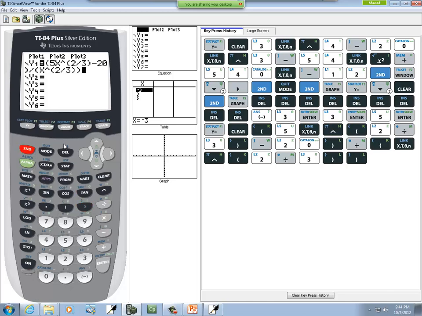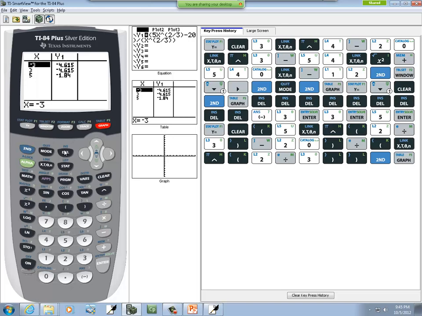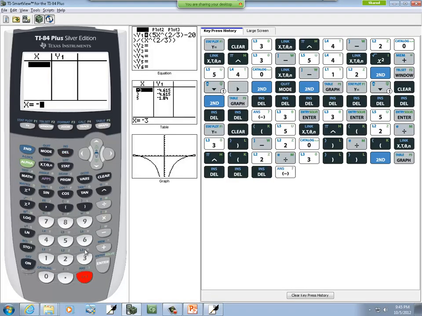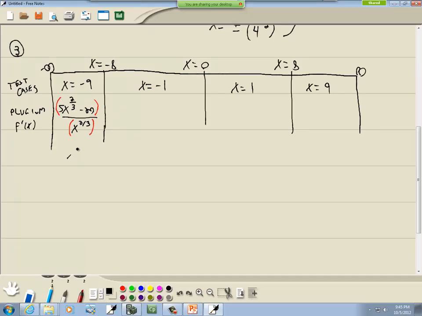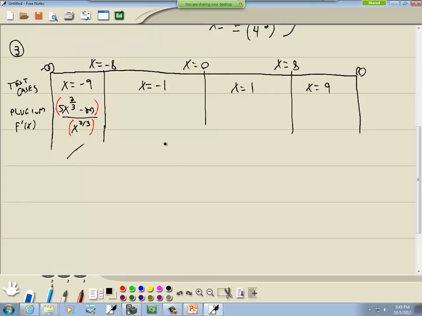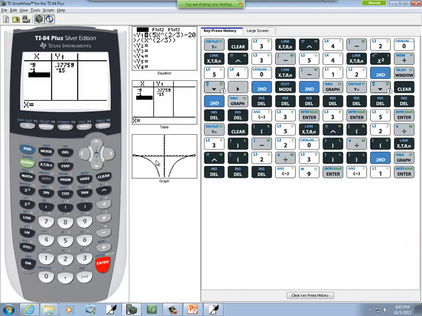Okay, so now I'm going to do second, and then go to my table. Where's the table? Oh, there it is, graph. So second graph. I'm going to press delete a few times to clean out the ones that are there. And let's plug in our test cases. So we've got -9. We came up with a positive number, didn't we? Which means this is increasing. Let's put in -1. We came up with a negative number, which means this is decreasing.